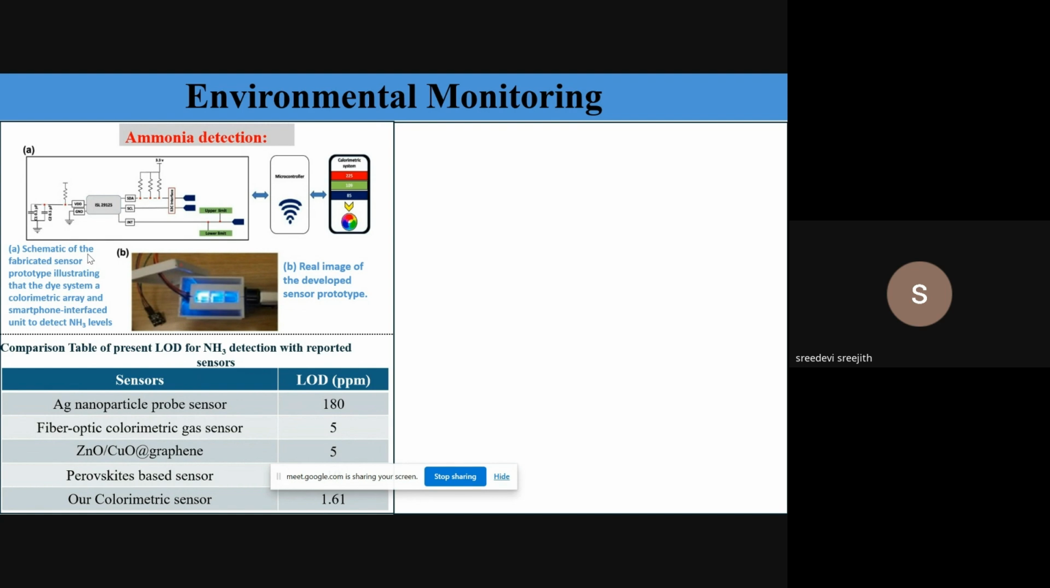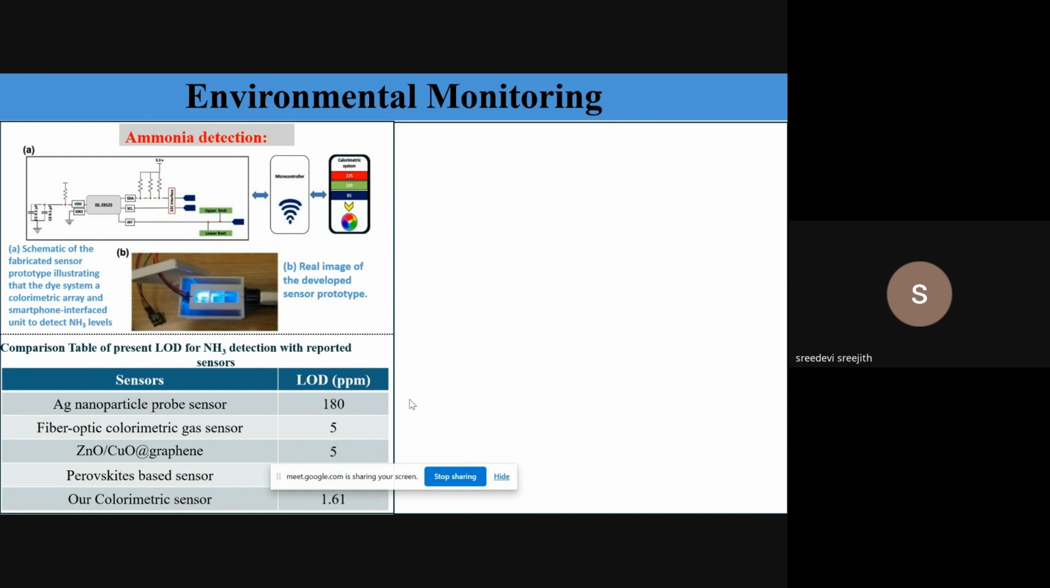So we have fabricated a 3D printed sensor. The figure is given in B, and we have found that using the colorimetric sensor, we could effectively detect ammonia. In the figure, this is a comparative table with already reported sensors for ammonia detection. We found that the limit of detection of our colorimetric sensor is much lower when compared to the other reported sensors. That is, we could detect ammonia to a much lower ppm, 1.61 ppm.